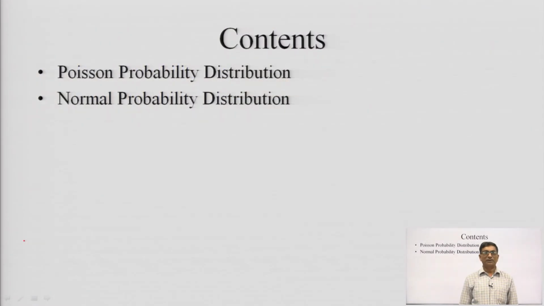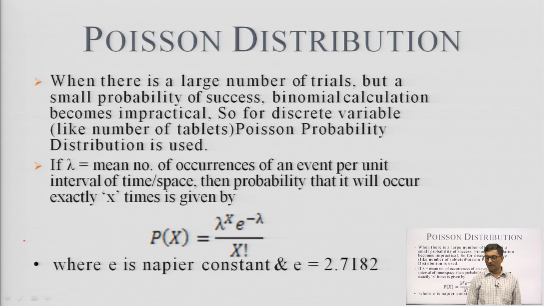The contents of today's lecture are Poisson probability distribution and normal probability distribution. Poisson distribution: when there is a large number of trials, but a small probability of success, binomial calculation becomes impractical. So, for discrete variables like number of tablets, Poisson probability distribution is used. When the random variable has more than 2 outcomes, we also use Poisson probability distribution.